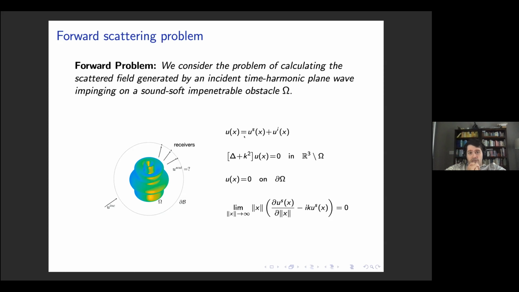And since we are considering sound-soft impenetrable obstacles, the condition on the boundary is that U is going to be equal to 0. And moreover, we have that the scattered field should satisfy the Sommerfeld radiation condition here in the last line.